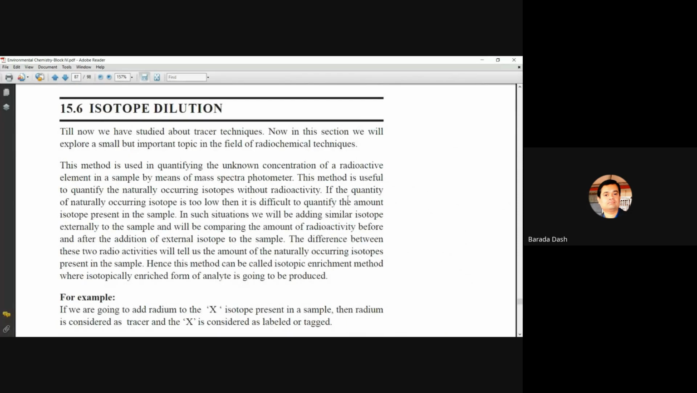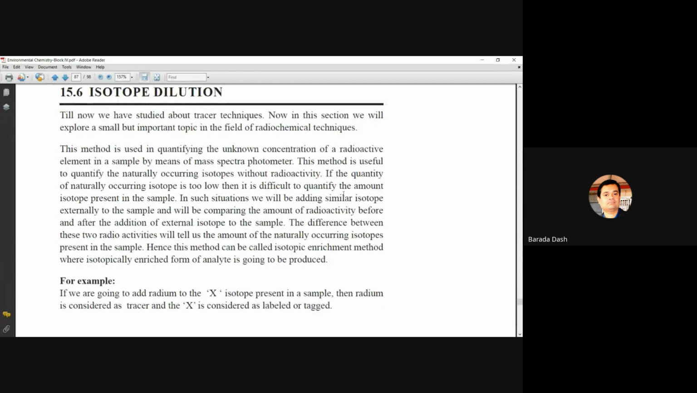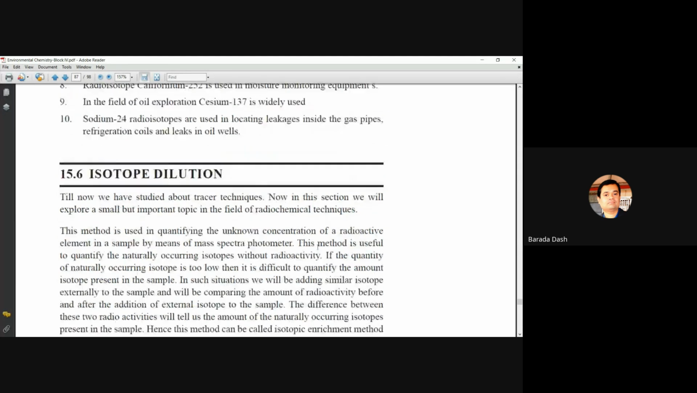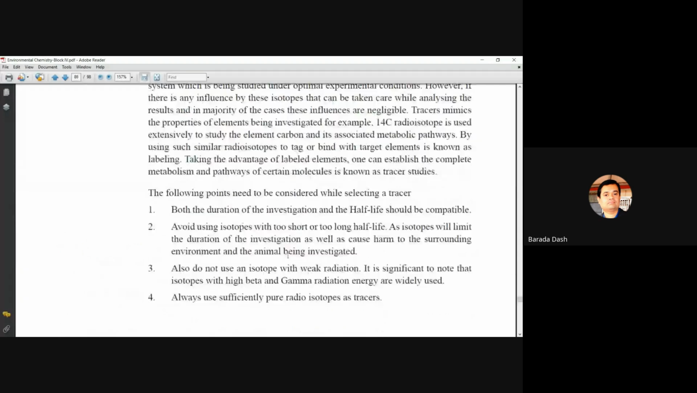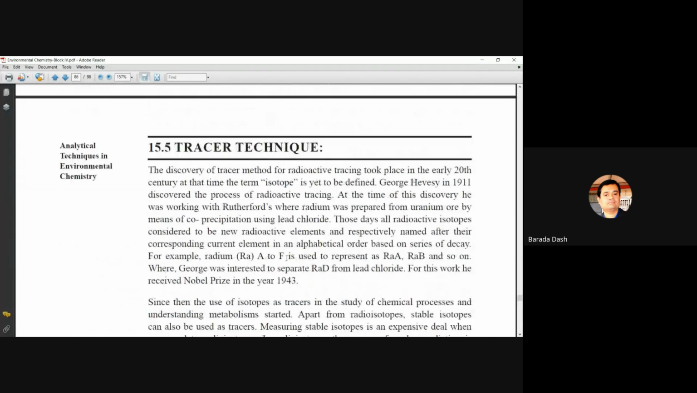Then isotope dilution. Till now we have studied the tracer technique. Now there is another method which is called isotope dilution. This method is used in quantifying the unknown concentration of a radioactive element in a sample by means of a mass spectrophotometer. So what is a tracer? The discovery of the tracer method for radioactive tracing took place in the early 20th century.